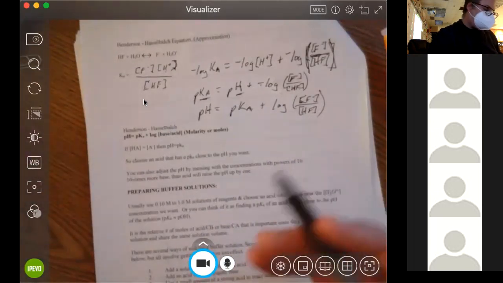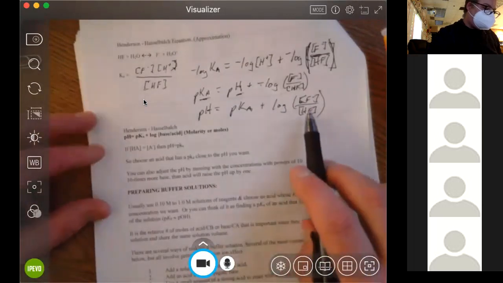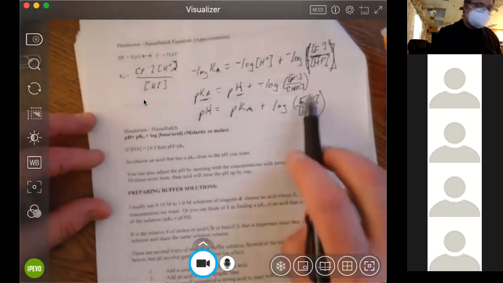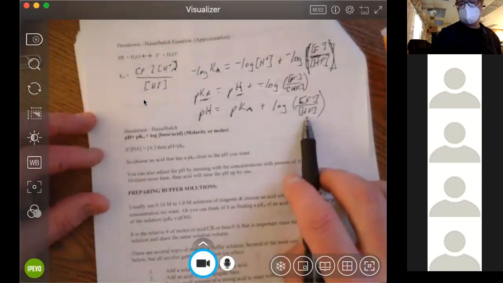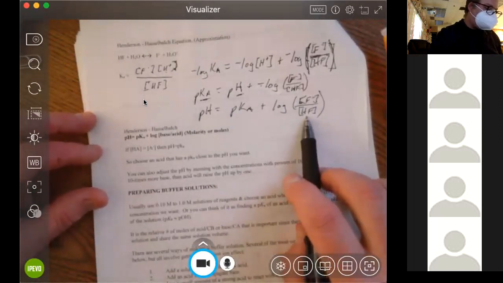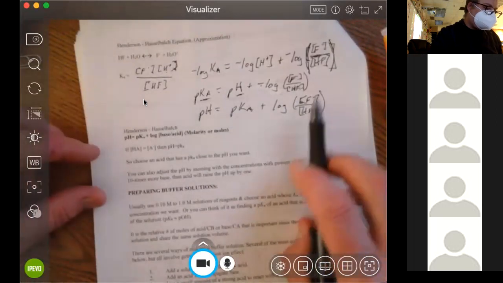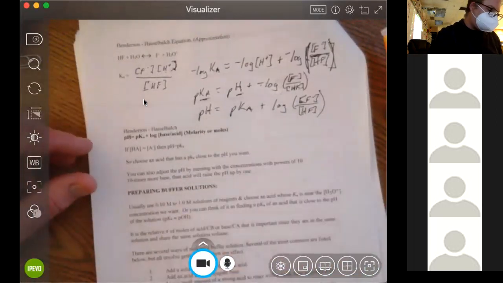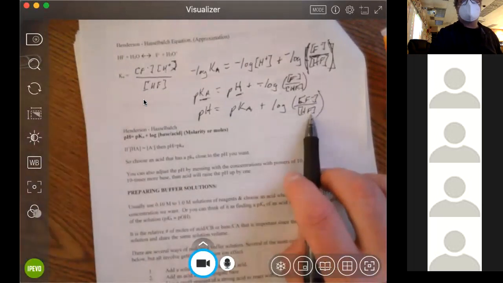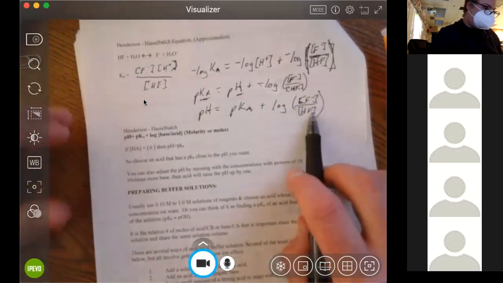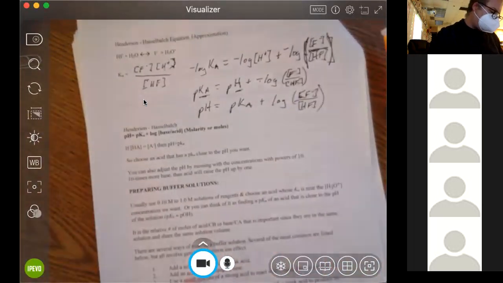If you dilute this or whatnot, it actually doesn't matter, because it's based on these concentration ratios. So if you were to add water to that buffered solution or anything, it would not actually change that pH, because it's based on their ratio to each other, not the actual concentration of the solution itself.